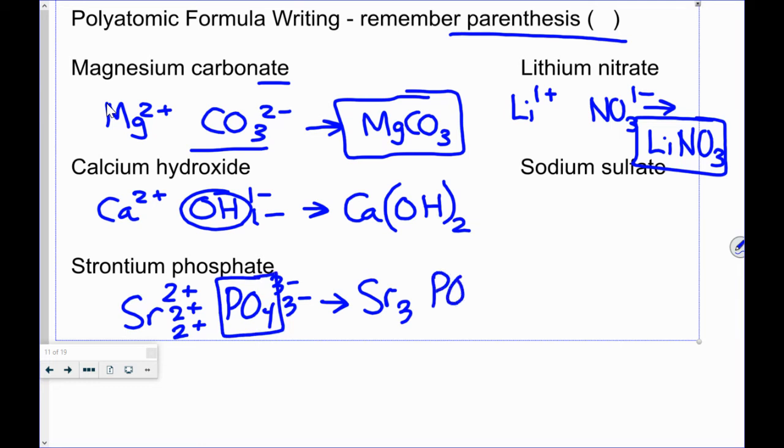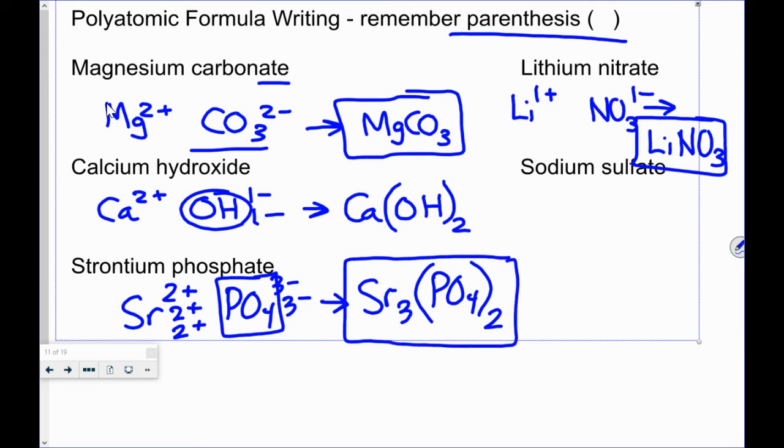So I write down the PO4. It's not PO4, it's not phosphate. And I use parentheses. I need 2 of those. That's really as hard as it gets.